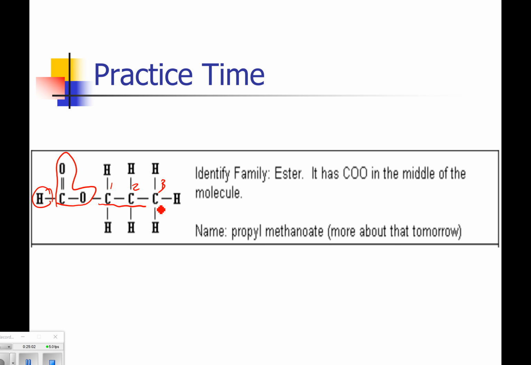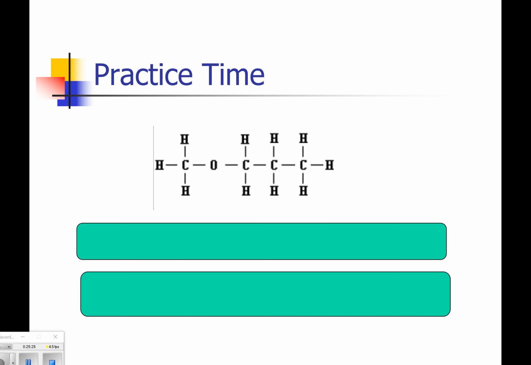But we can see then this is a propane chain. So it's kind of the explanation here of our propyl and the methanoate coming off of the 1 carbon chain right here. We'll talk about how we produce those esters with organic acids and alcohol in our next lesson.